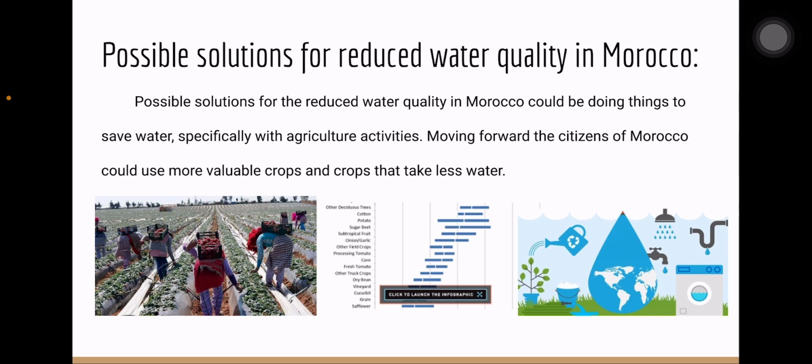In the first picture, I'm showing the crops being watered. In the second picture, it just lists a few crops that could take less water for them to properly grow. And the third picture is describing how to save water.